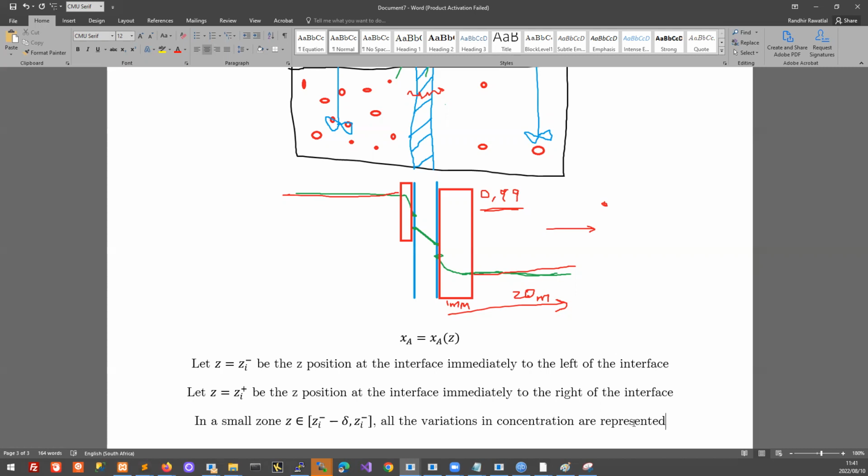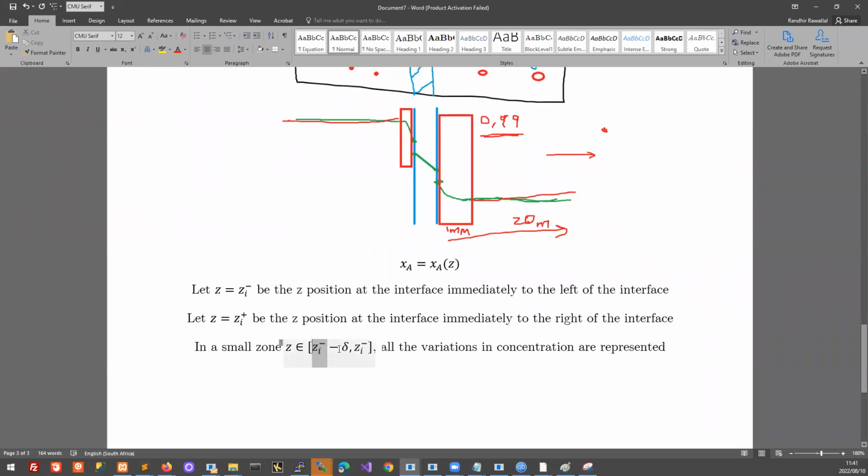Sorry about that. Okay, so in this zone, look at this carefully. We are saying just to the left, and in fact, I've got it the wrong way around. No, it's right. If we are looking at Z_I minus, so we are looking just at this position here, that's Z_I minus. Then just to the left of that is where all the concentration difference is concentrated.